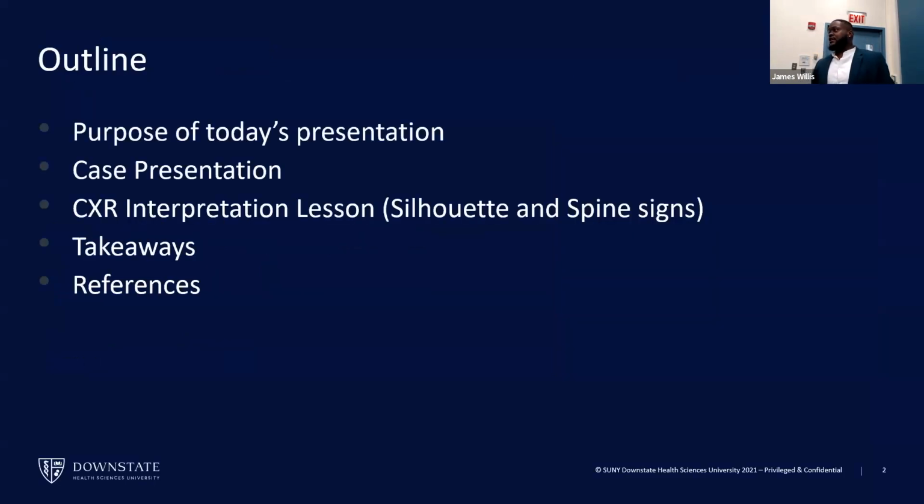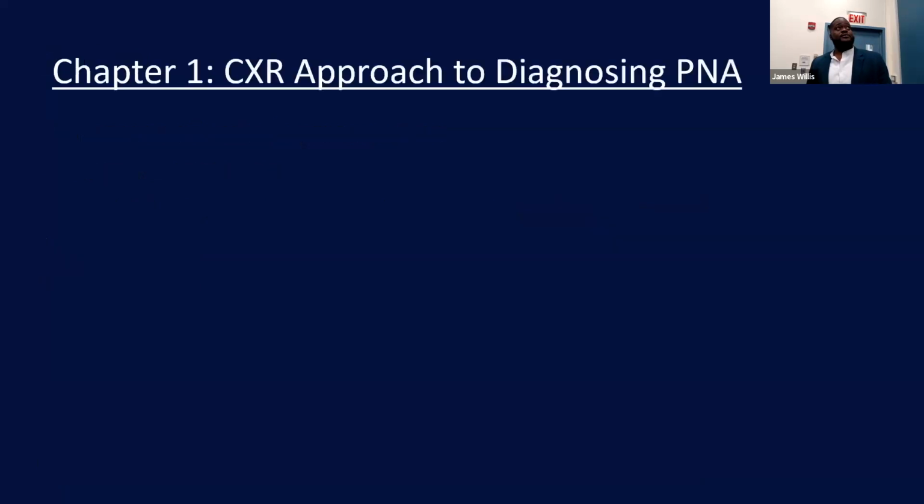Before every presentation, I'd like to give a little outline of where exactly we're going. We're going to split between 5 different chapters. The purpose of today's presentation, we're going to have a case presentation, and then the nuts and bolts is going to be learning 2 specific signs on a chest X-ray, followed by takeaways and references.